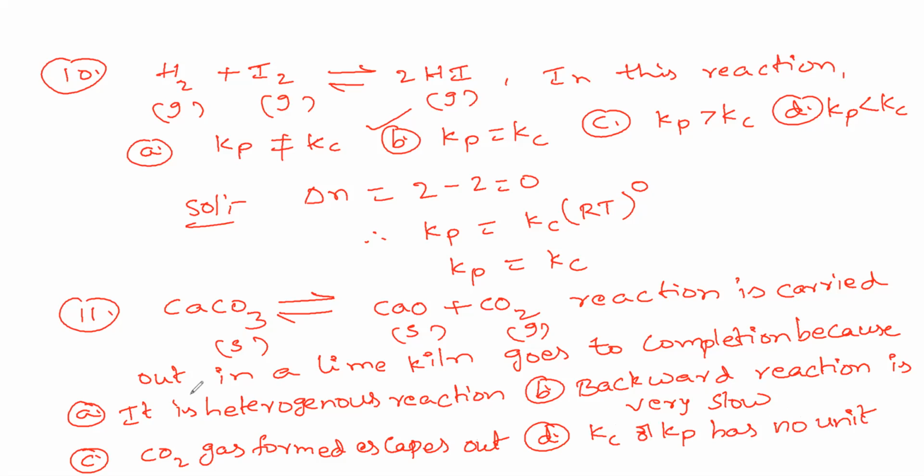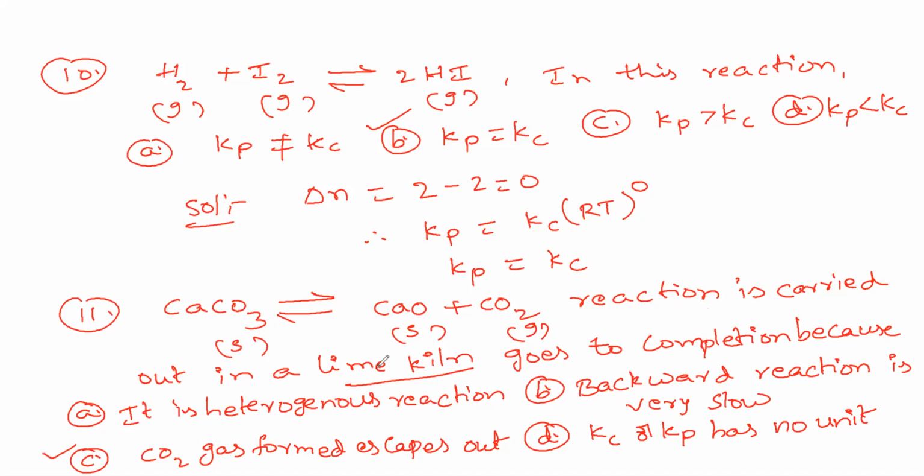So the answer for this question is: since lime kiln is an open surface, it is an open vessel. So that's why carbon dioxide gas so formed escapes out. If the reaction is at equilibrium, the reaction never completes. Since the reaction is not at equilibrium because it is done in lime kiln, carbon dioxide gas formed escapes out. That's why the reaction carried out in a lime kiln goes to completion. That's why this reaction we should not do in open vessel.